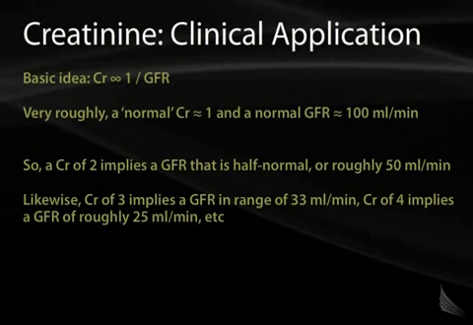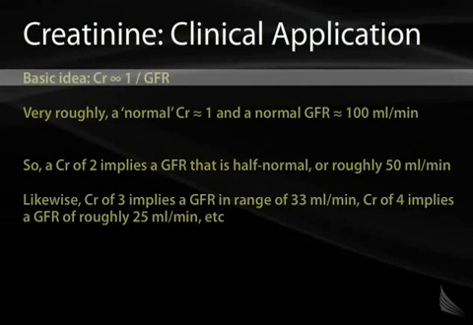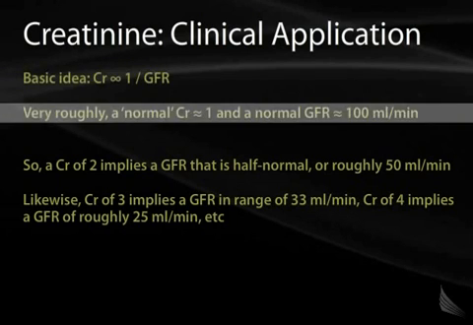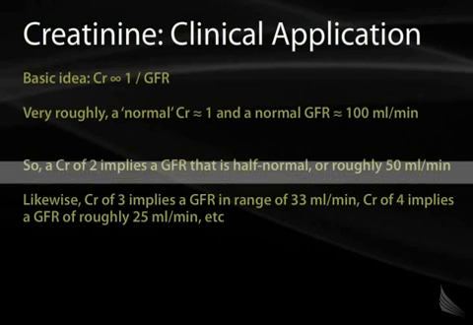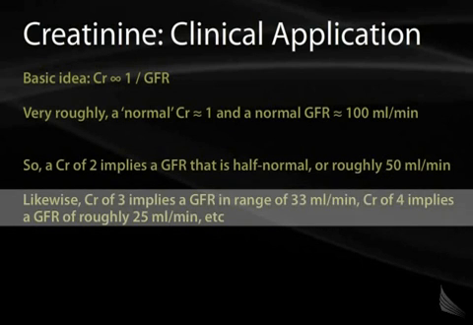In terms of the clinical application, the basic idea is that creatinine is proportional to the inverse of the GFR. Very roughly, a normal creatinine is 1, a normal GFR is 100 mL per minute. Creatinine of 2 implies a GFR that is half normal, or roughly 50 mL per minute. Likewise, creatinine of 3 implies a GFR of approximately 33 mL per minute, and so on. As the creatinine increases, GFR falls.